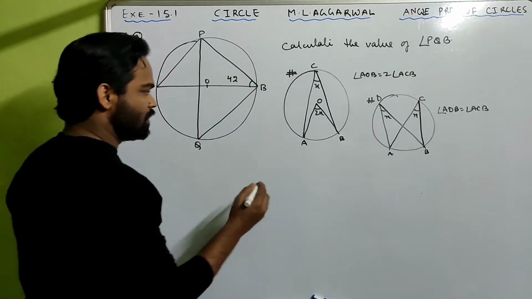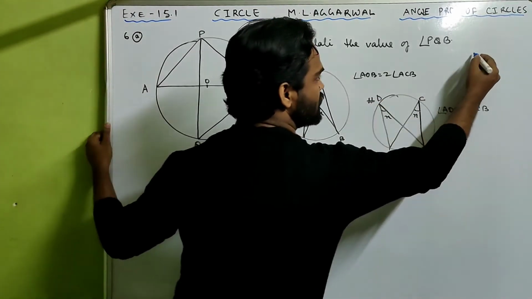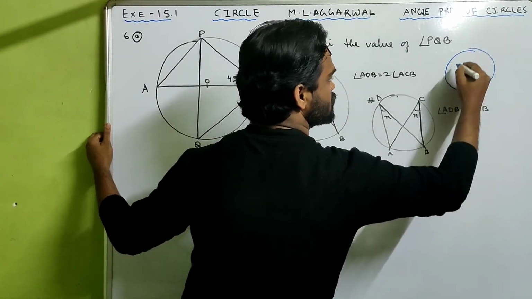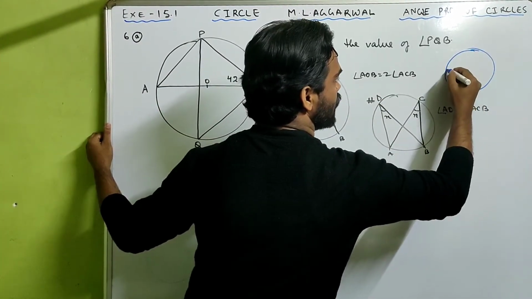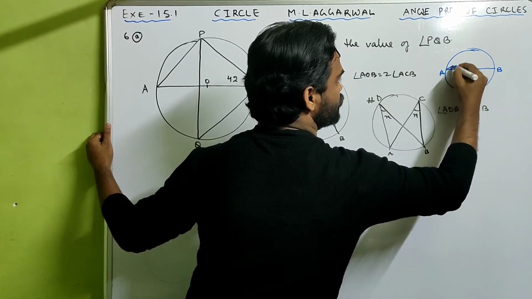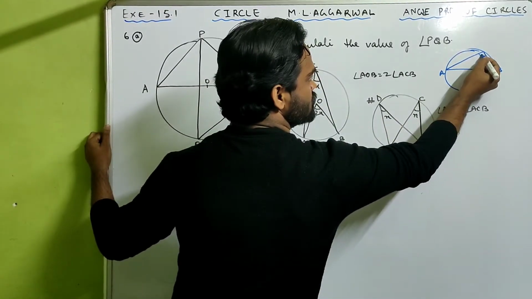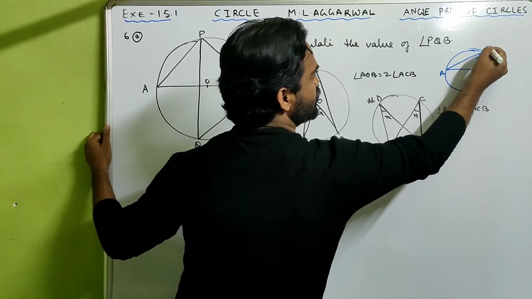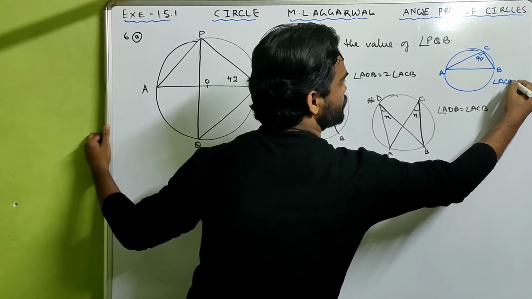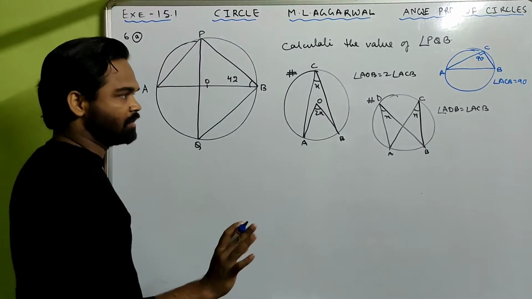Then we did one more, which was angle in the semicircle is 90 degree, which means if this is a circle and AB is your diameter, then with AB, if you draw any angle on any part of the circle, then this angle will be 90 degree. Angle ACB equals 90 degree, provided AB is the diameter.